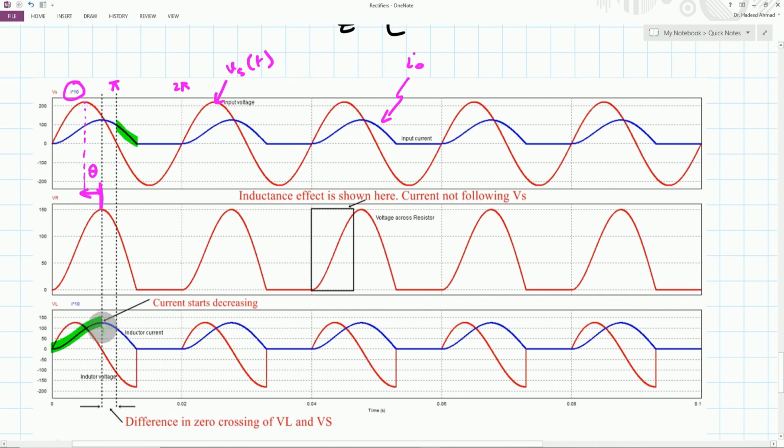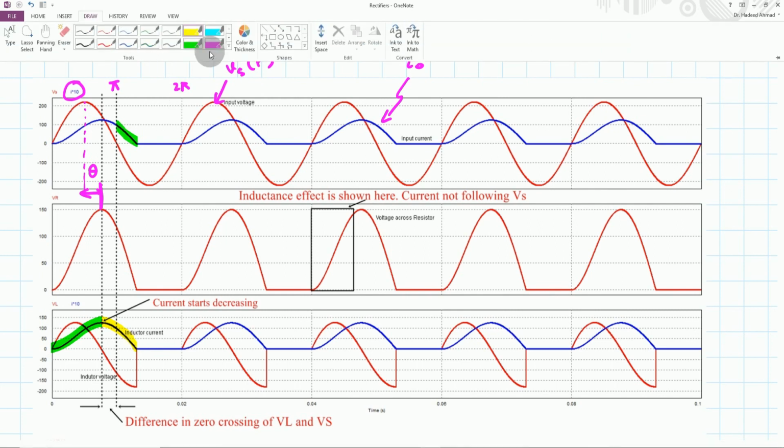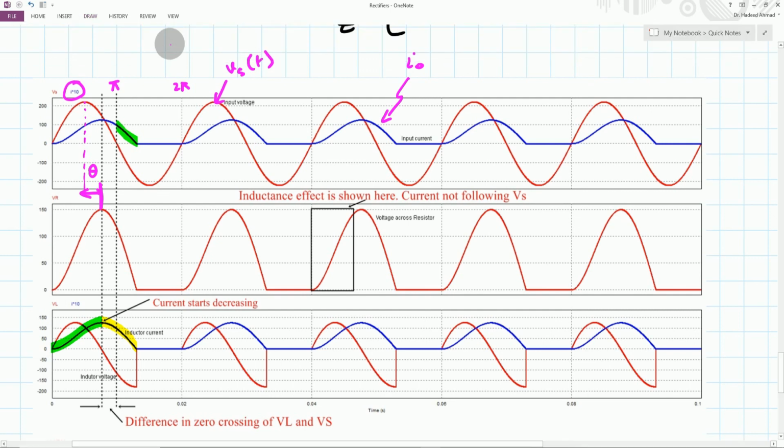As soon as the current has its negative slope here, for this duration the current slope is negative, then according to the inductor relation, we have VL equals L di over dt, and with this di over dt negative, the inductor voltage shifts onto the negative side, thereby creating a voltage difference which keeps the diode in conduction mode for a period which is longer than this particular pi.